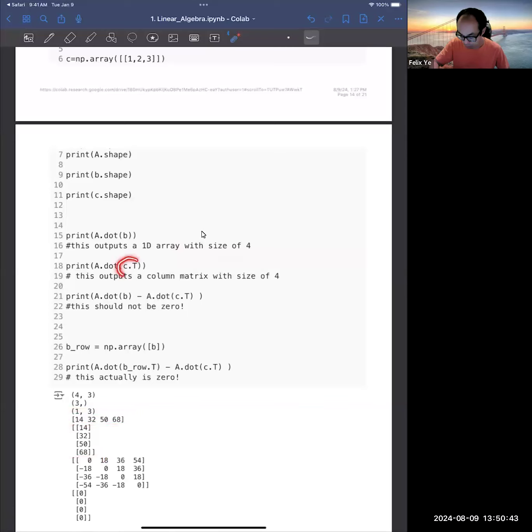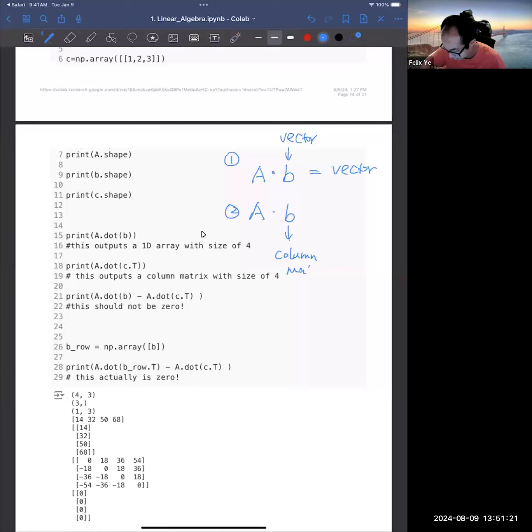But you can do A dot C transpose. So this actually gives you a matrix, a column matrix. So this is fundamentally different. A dot B right here, there are 2 ways to interpret it. The first way is this is a vector, so then the output is a vector. If A dot B is a column matrix, this gives you a column matrix as well. This is very helpful for you to understand everything. But there are some fundamental things, so this is kind of interesting.